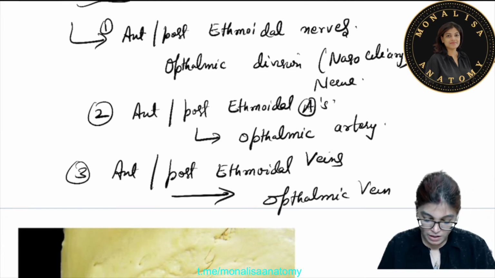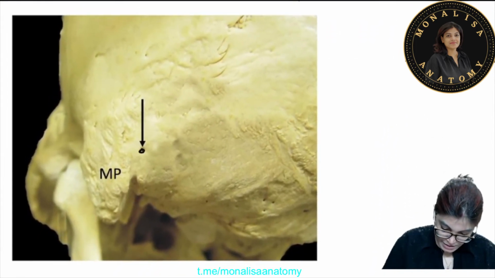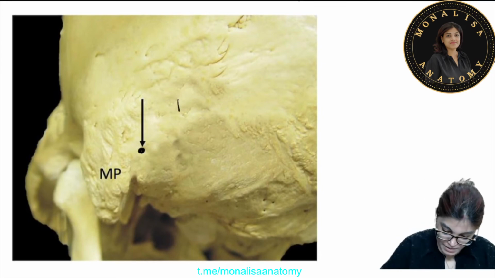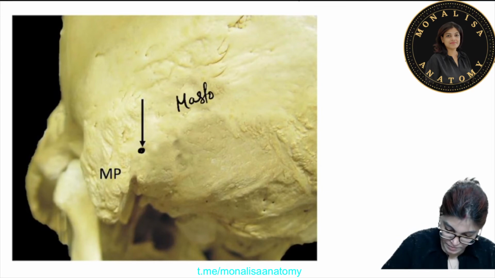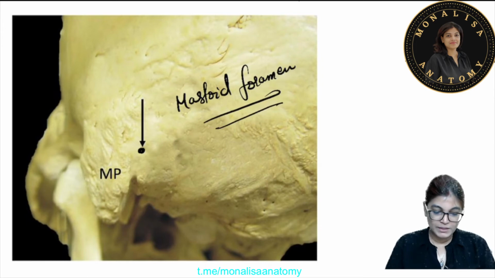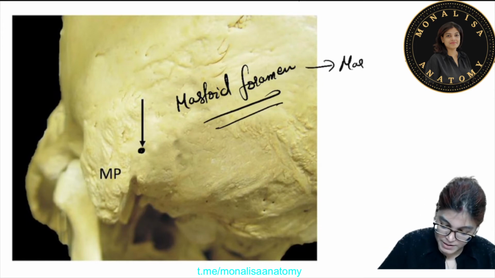Now moving to the third option. Let me enlarge this diagram. Can you see this foramen? This foramen is the mastoid foramen. What passes through the mastoid foramen? The mastoid emissary vein passes through it.